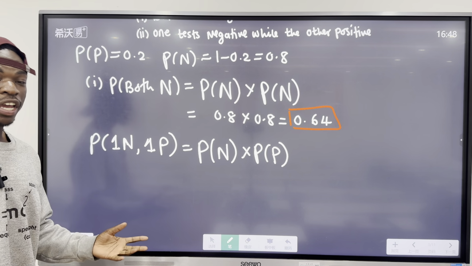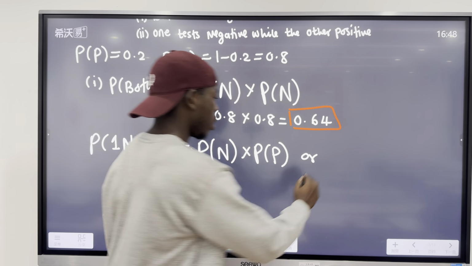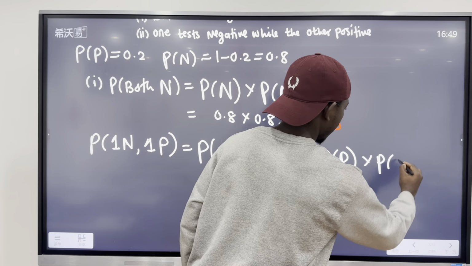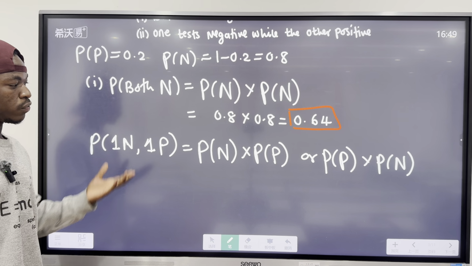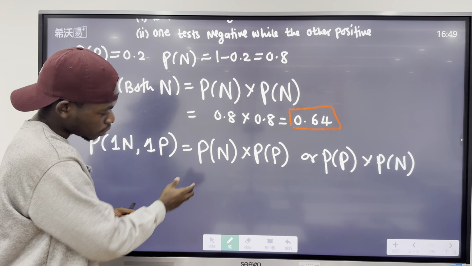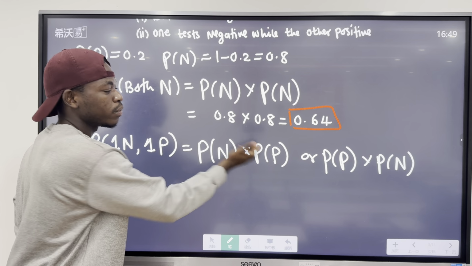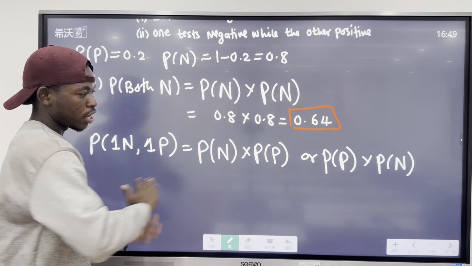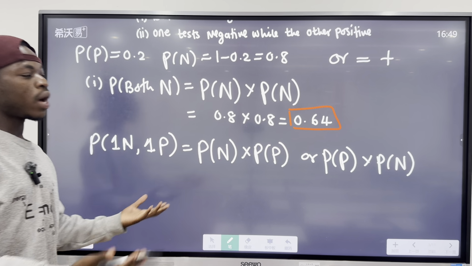So if the first patient is negative, then the second should be positive. Is this the only way? No, we can also have another order. Maybe we started with the positive patient, or the probability that the first one is positive, then the second should be negative. In every case we have 1 positive, 1 negative, but the order is different. Either we selected a negative patient then a positive patient, or we started with the positive patient, then a negative patient. But remember what I said about or: or means addition. So you need to add up these probabilities.